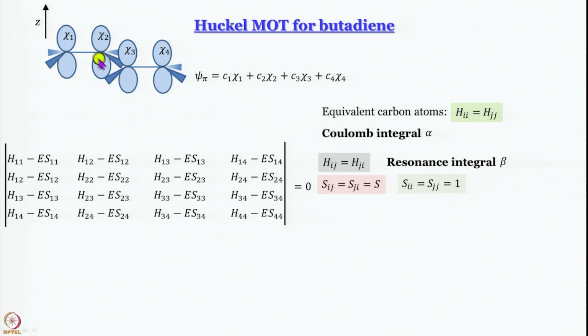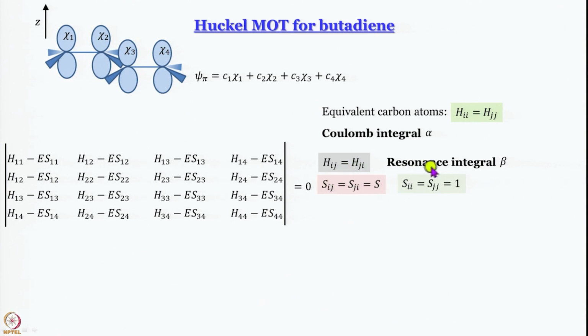We are calling the pz orbitals of carbon atoms 1, 2, 3 and 4, chi 1, chi 2, chi 3, chi 4. So, psi pi will of course be C1 chi 1 plus C2 chi 2 plus C3 chi 3 plus C4 chi 4. We are going to learn in the next module how to find C1, C2, C3, C4. From our previous knowledge, we know that this H_ii is the Coulomb integral alpha. So, in all these diagonal elements, instead of H_ii I can write alpha.